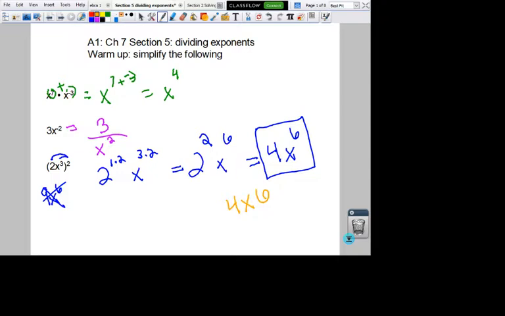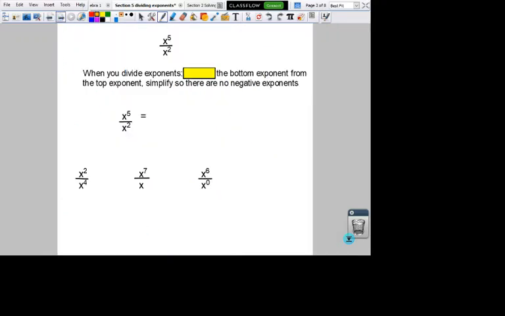Alright, so what we're going to do is we are going to be dividing exponents today. It's actually pretty simple. I think you guys will do fine. Caleb, put your game away.